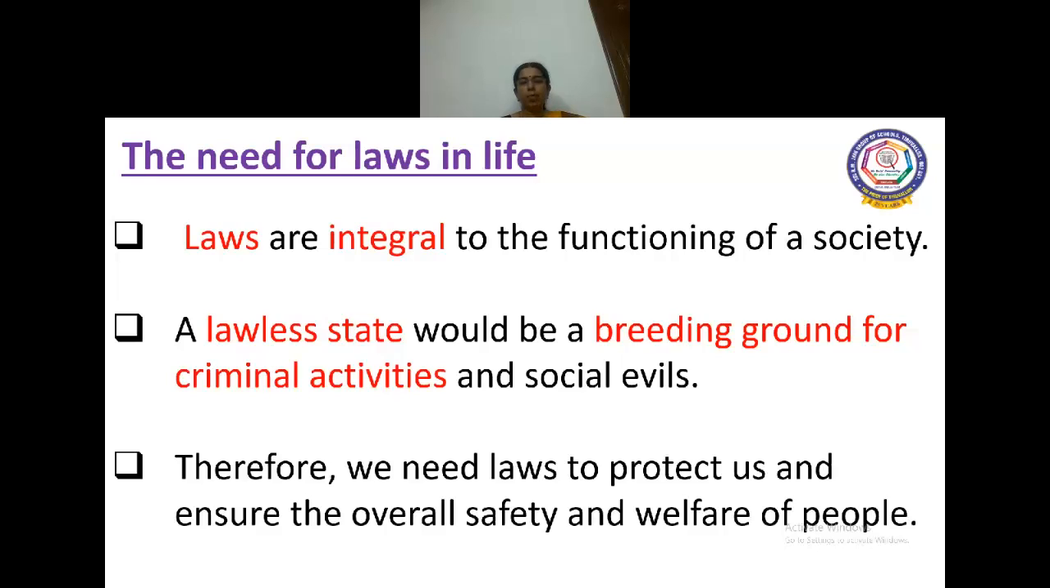And a lawless state would be a breeding ground for criminal activities and social evils. What does it mean? Imagine there are no laws in the society. What would happen? The powerful would oppress the weaker section, isn't it? Suppose there are no police stations or no courts to punish any illegal activity, people will indulge in all sorts of criminal activities since they are not going to be punished in any way. Therefore, we need laws to protect us and ensure the overall safety and welfare of the people. Here, the effect of law is to bring order in the society. That is why we need laws to be followed in every society.